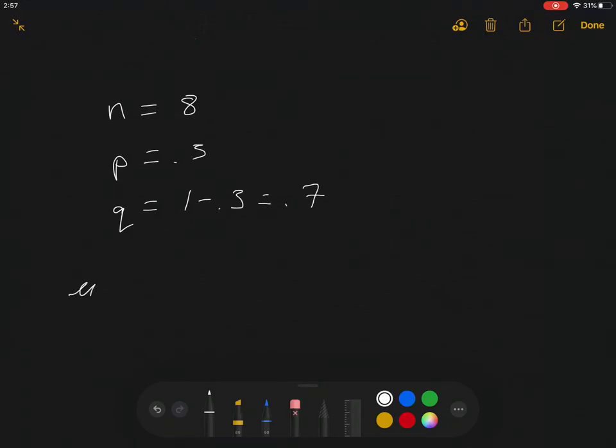Now to find the mean, the formula is n times p, which in our case is 8 times 0.3, right? That's 2.4 heads.